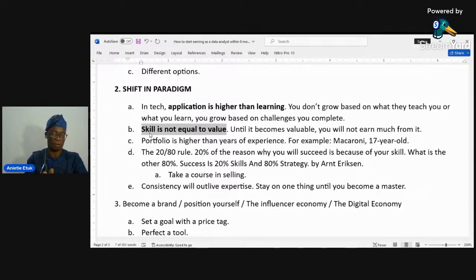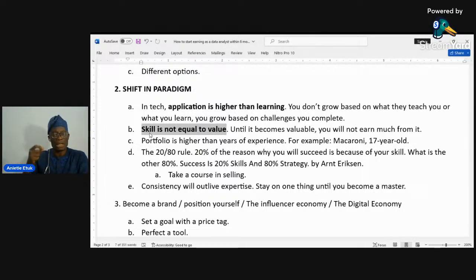Now, how do we separate skill from value? If I learn how to make hair, for example, that's a skill. If I make somebody's hair and the person looks beautiful, that's value. Are we together? So until it becomes valuable, you will not earn much from it. Until the data analytics that you have learned or you're learning becomes a solution to somebody, you will not make much from it.